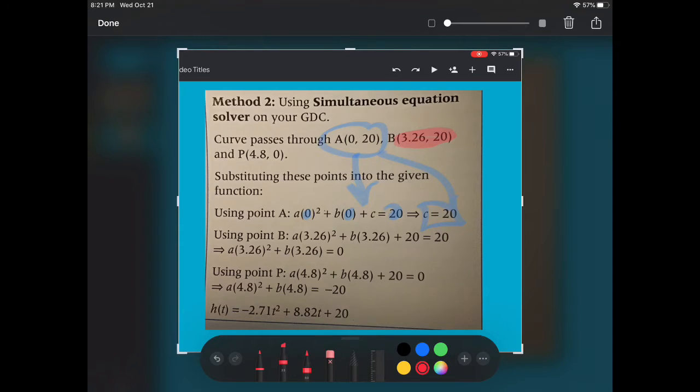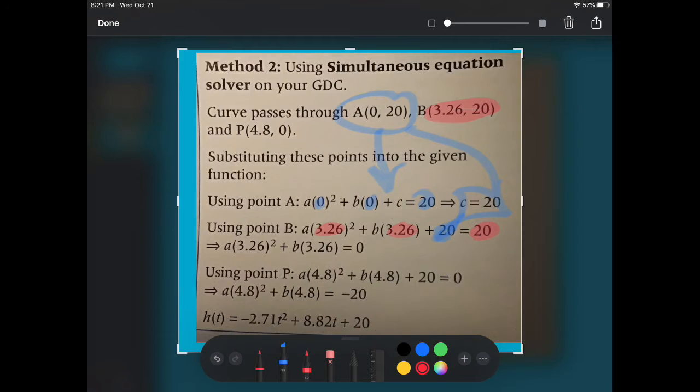If I plug in 3.26, and that's equal to y is 20 on the other side, I simplify that, and using my value for c right here, then I have just two unknowns. I have an unknown a and an unknown b.